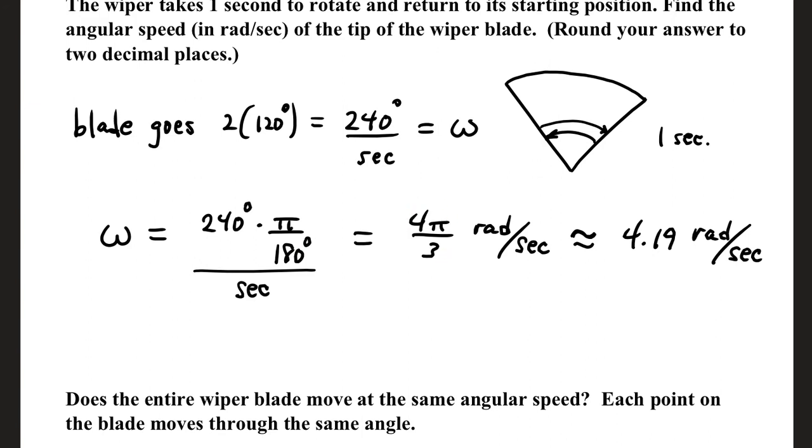Now, because the blade makes its trip in 1 second, dividing by 1 lets it stay at 4 pi over 3 radians per second. 4 pi divided by 3 is approximately 4.19 radians per second.